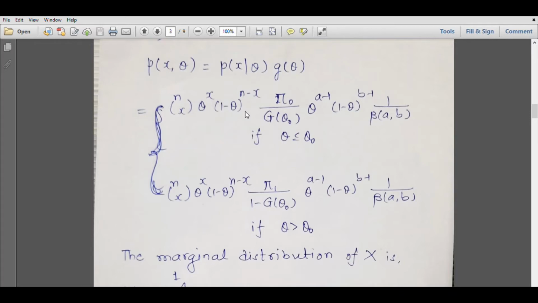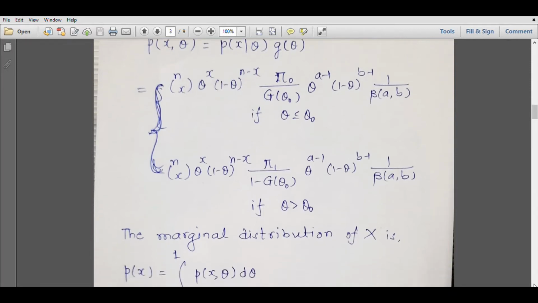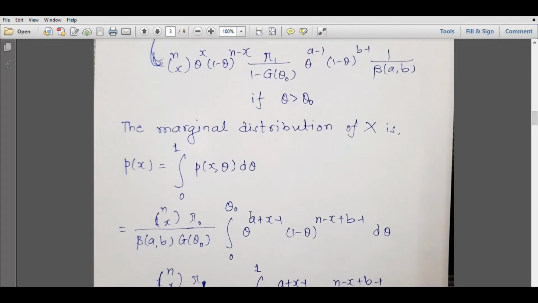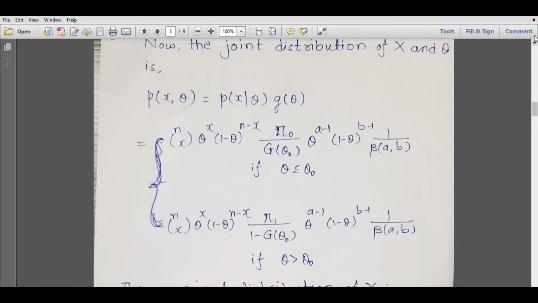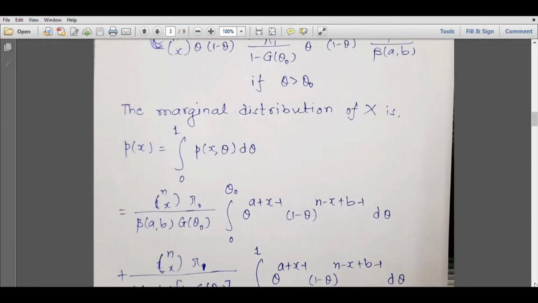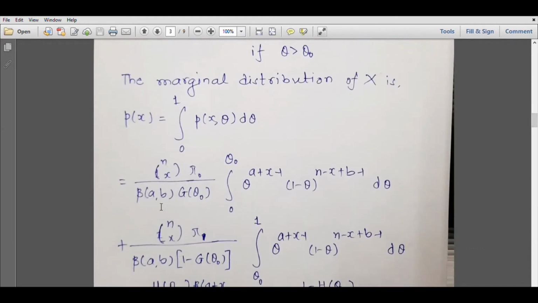Now what we need to do is integrate θ raised to a plus x minus 1 into (1 minus θ) raised to b minus 1 over the range θ from 0 to θ0. So we will have this into π0, that will be there. Similarly in the second one, now from θ0 to 1, we know the second form of the joint PDF must be used. So we will have this.